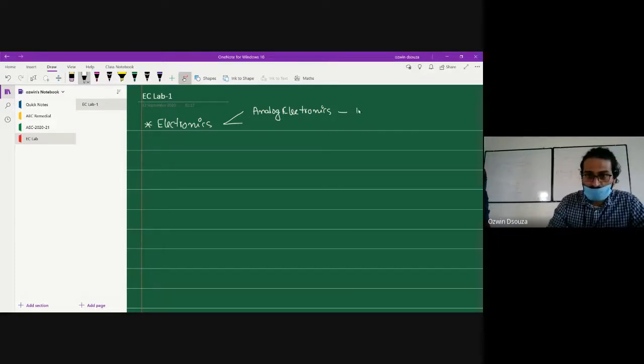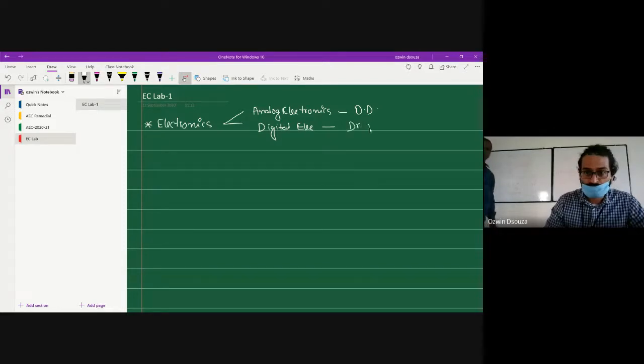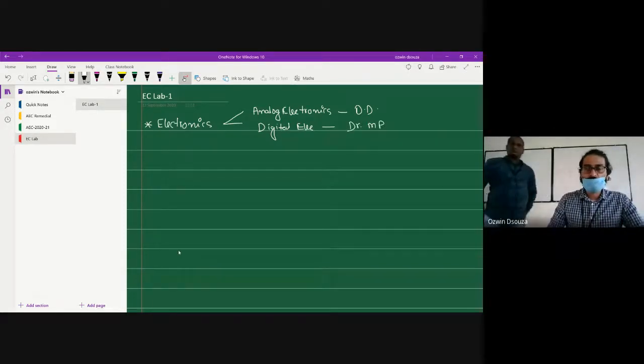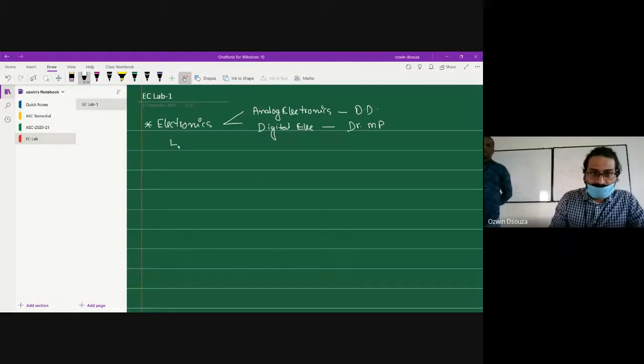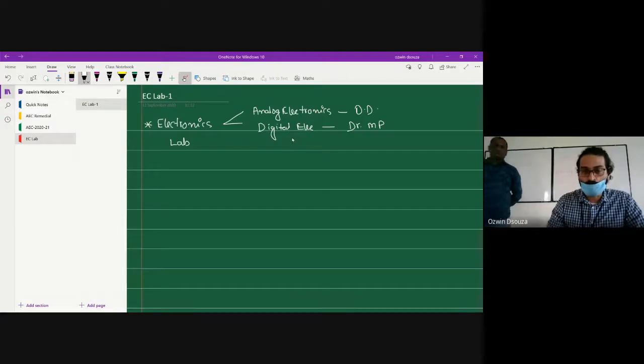The theory course is taught by Oswin D'Souza, and we have digital electronics, which is also called digital system design. This is being taught by Dr. Madhu Palate, Dr. MP. In your electronics lab, you have 50% experiments from analog electronics and 50% experiments from digital electronics. So what you study in theory, you can put to practice in your laboratory.